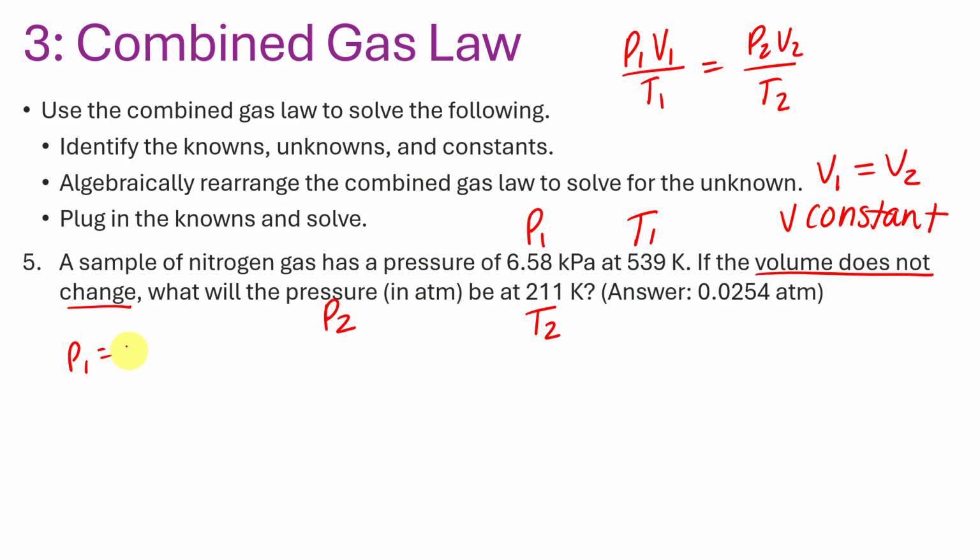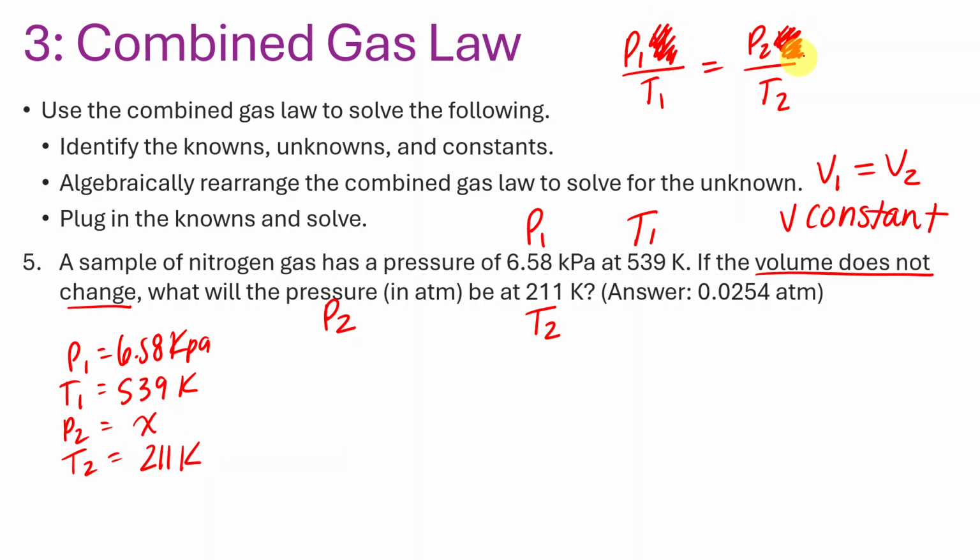So P1 we said was 6.58 kPa. We said that T1 was 539 Kelvin. P2 is what we are solving for, so you can think of that as X or question mark. And T2 is 211 Kelvin. Now, since volume is constant, I can actually simplify this by removing volume. So I'm left with P1 over T1 equals P2 over T2. So I'm going to plug that into this equation.